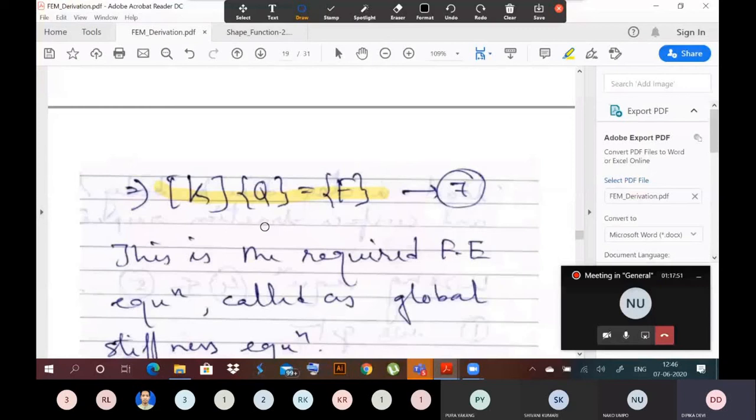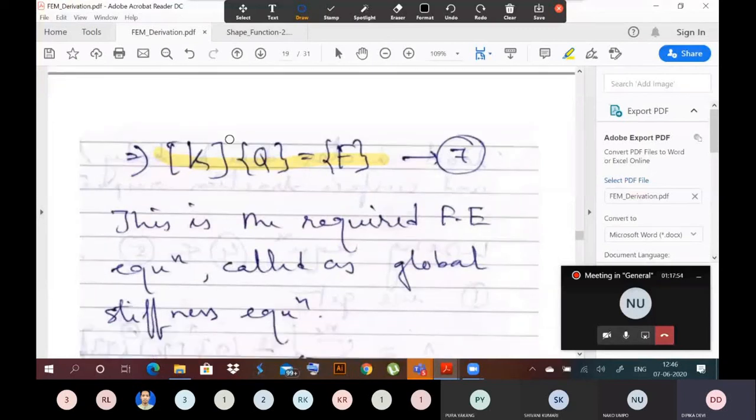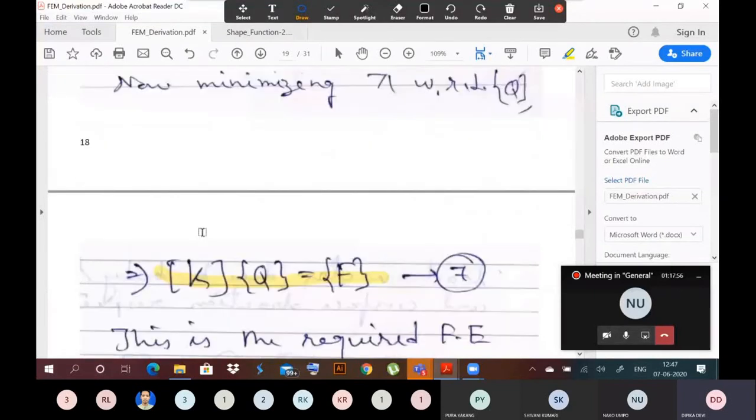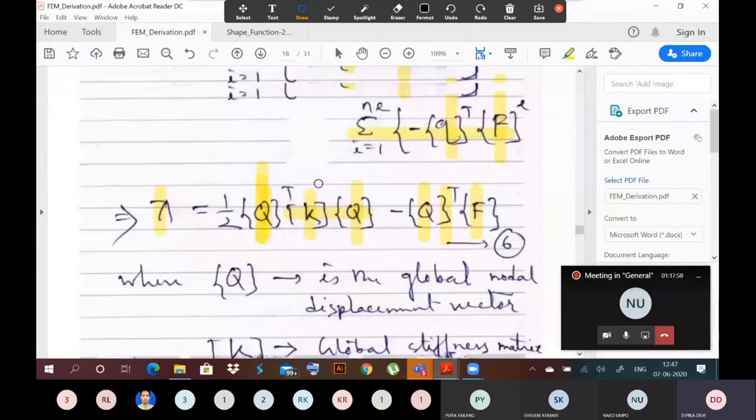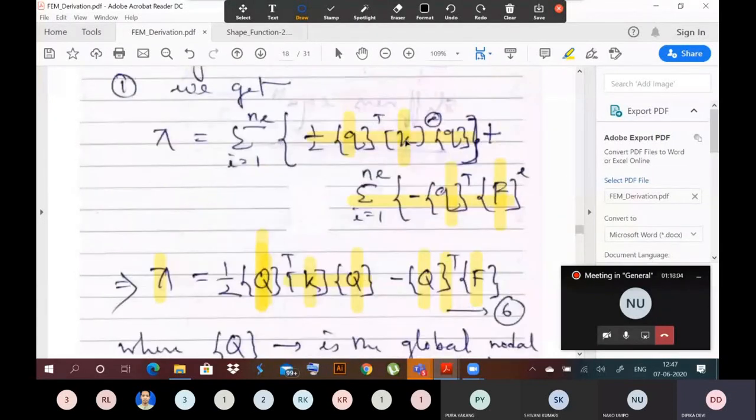K is equal to summation of Ke. Here you see, K is equal to summation of i equals 1 to NE of Ke. Summation of all element stiffness matrices will give you the global stiffness matrix, that we already know. And summation of all nodal displacement vectors will give you the global displacement vector. Okay, so Q you know, K you know, Q and F you know.